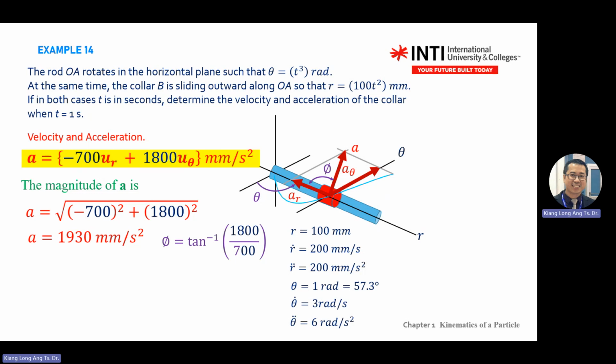The answer for A is 193 mm/second squared. Theta equals 68.7 degrees. But again, don't stop there. You need to consider the angle. So theta is 57.3, because 1 radian equals 57.3 degrees, plus this angle.